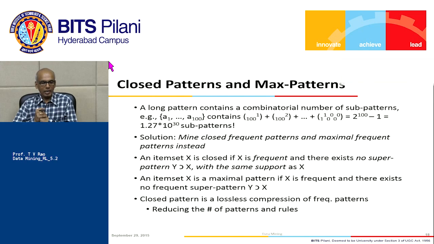We consider an item set X as closed only if X is frequent and there is no superset Y, such that X is a proper subset of Y, with the same support as X. So what it means is that Y may be frequent but with a lesser support than X. And an item set X is considered maximal if X is frequent, and then the superset Y should not be frequent. So here we are not talking about support, we are considering only if it is frequent or not.